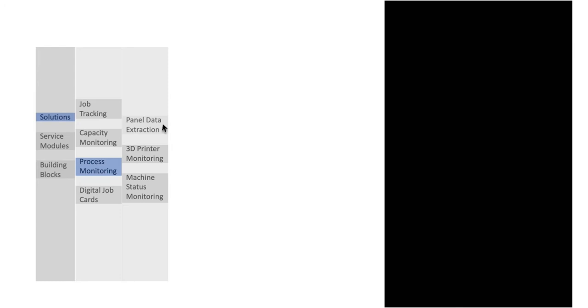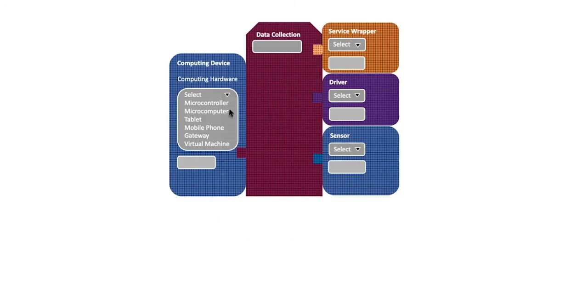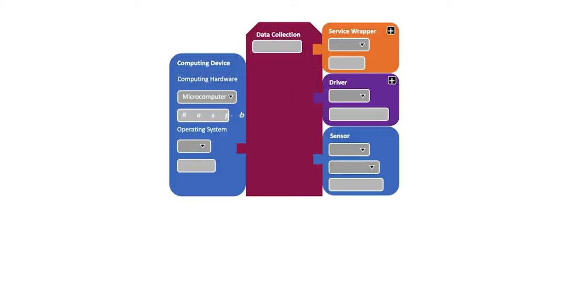We're going to extract from the panel the position data from a switch, the temperature reading, and the on-off status of a red light. Our pre-configured solution for legacy panel data collection contains building blocks for computing, sensing, a driver, and a service wrapper, which allows this service module to communicate with other services.